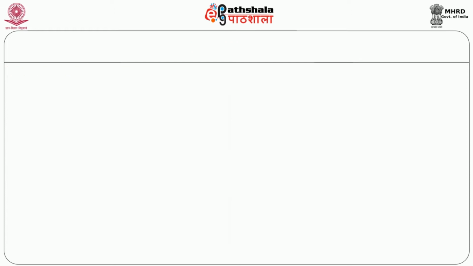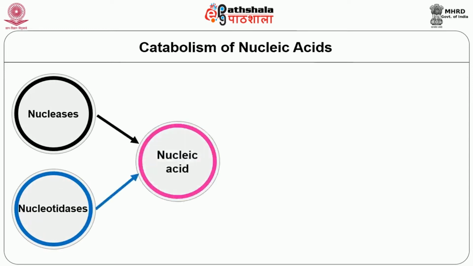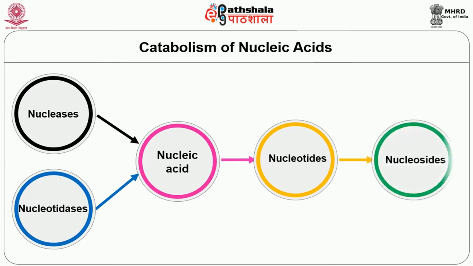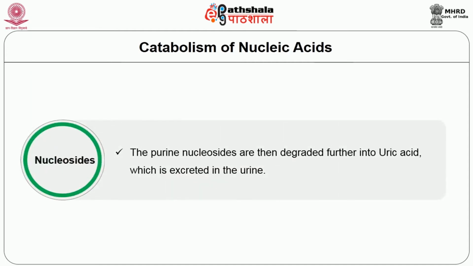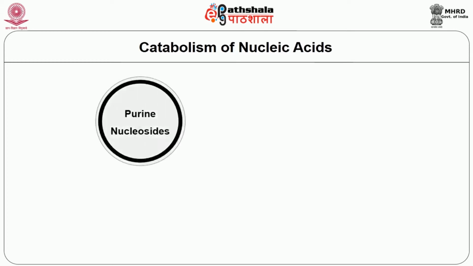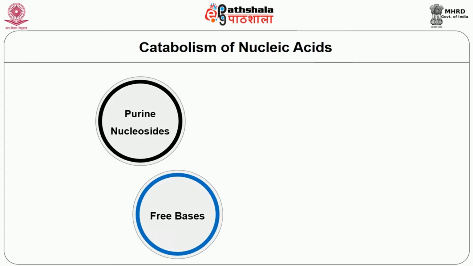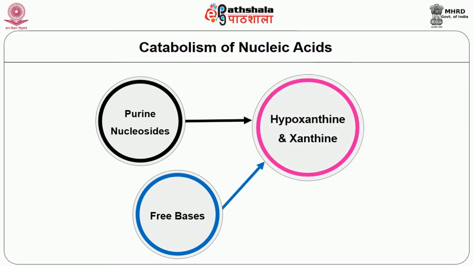Having refreshed the concepts that we learned in the earlier module, let us now consider the catabolism of nucleic acids. Nucleases and nucleotidases degrade nucleic acid chains down to free nucleotides or the monomers, and then to nucleosides by the removal of phosphate groups. The purine nucleosides are then degraded further into uric acid, which is excreted in the urine. The purine nucleosides and free bases are then deaminated, that is the removal of amino group, to form hypoxanthine and xanthine by various specific deaminases.